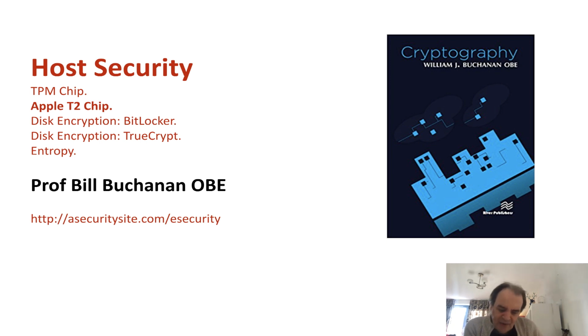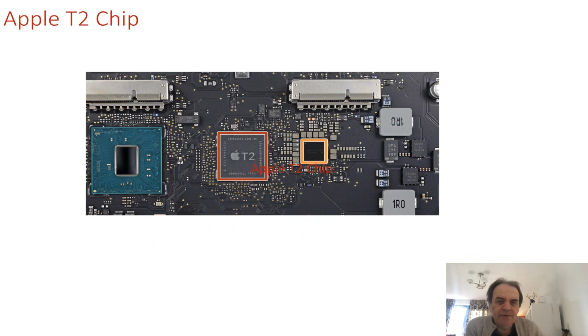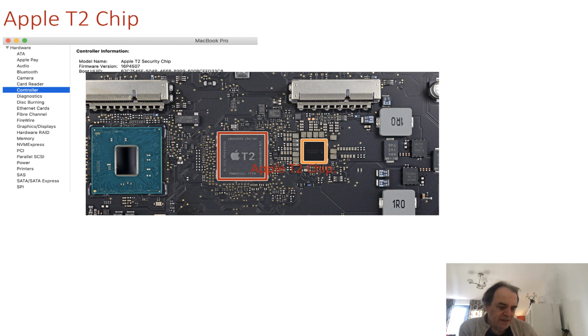So let's see how Apple do this. You won't really find a TPM chip on an Apple computer. What you'll find is this T2 chip, and it's a wonderful little chip. You'll find it in the controller, and you can see if you have a T2 chip if you have an Apple device there.